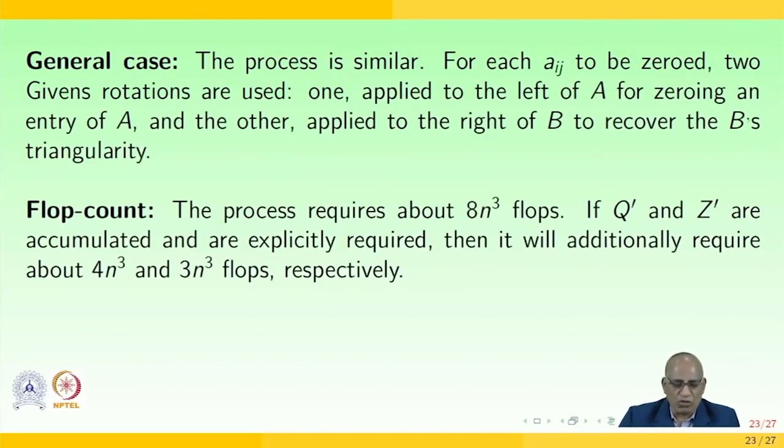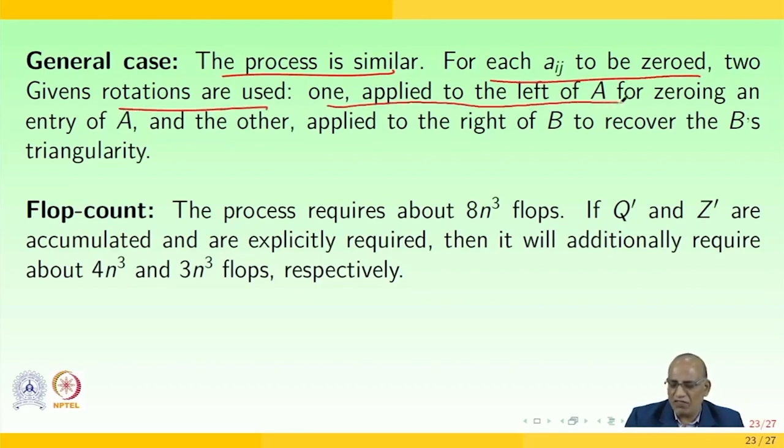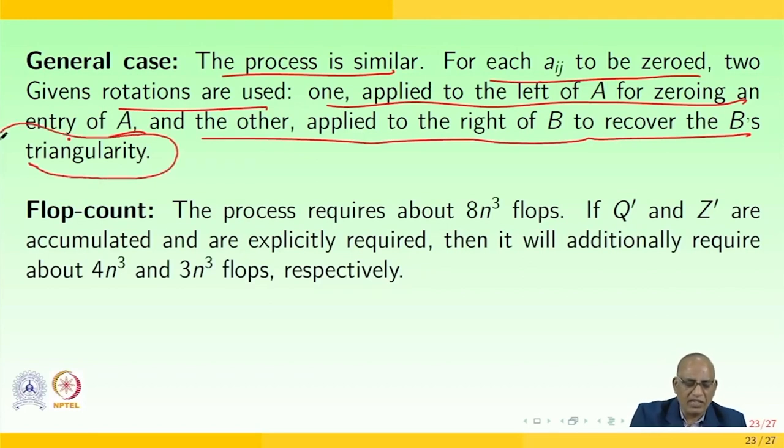So what is the conclusion over here is, the process is similar for each Aij to be zeroed. Two given rotations are used, one applied to the left of A for zeroing an entry of A and the other applied to the right of B to recover B's triangularity. Like the way which we have seen it, it's a triangular matrix.